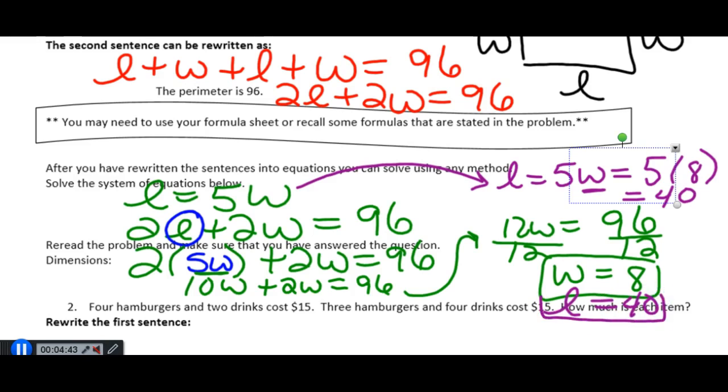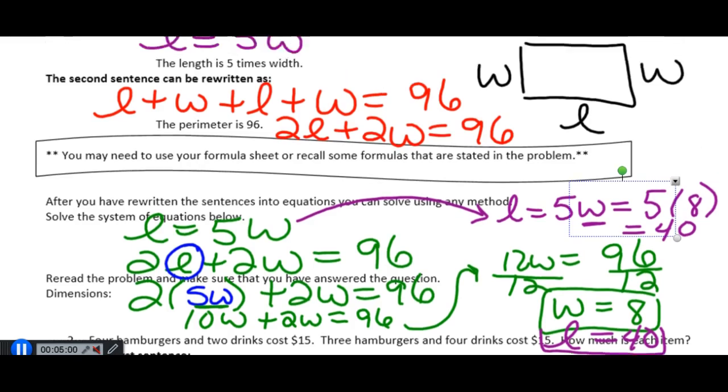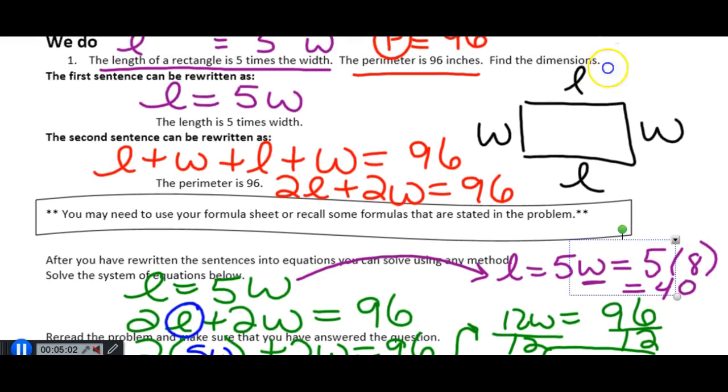Now notice here, even though this is an ordered pair, I really need to make sure, instead of just calling them X and Y, that I'm identifying what they are in reference to the word problem. So my width is 8 and my length is 40. You can always, of course, go back and check that. You can look at your picture and say, hey, if I put a 40 in, and a 40 in, and an 8, and an 8, and I added those up, would I get 96? And I do get 96.